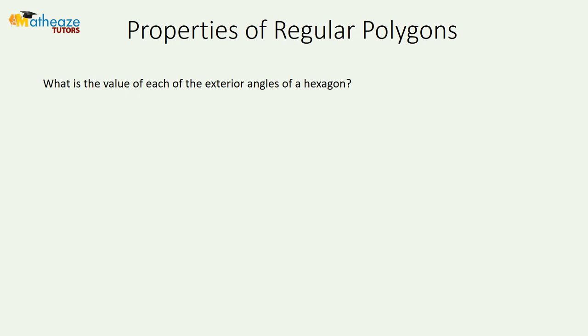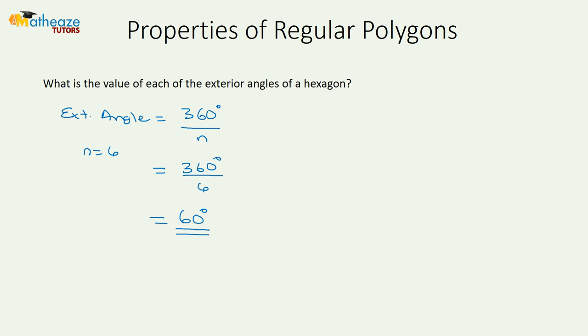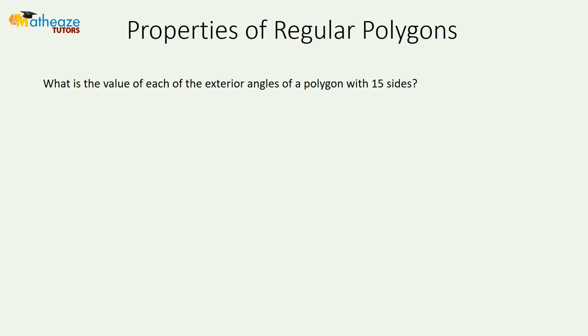What is the value of each of the exterior angles of a hexagon? So the exterior angle is going to be equal to 360 degrees divided by n, where n is the number of sides of the hexagon. A hexagon has 6 sides. So we have 360 degrees divided by 6. So each external angle will have a value of 60 degrees.